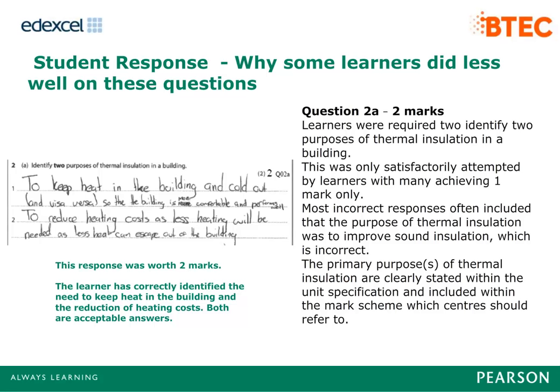The learner response shown was worth 2 marks. The learner has correctly identified the need to keep heat in the building and the reduction of heating costs. Both are acceptable answers.